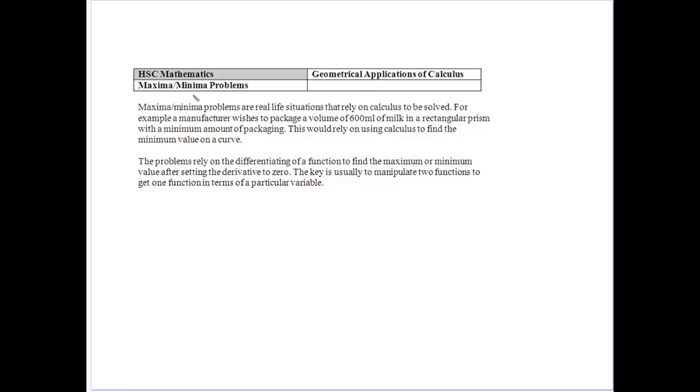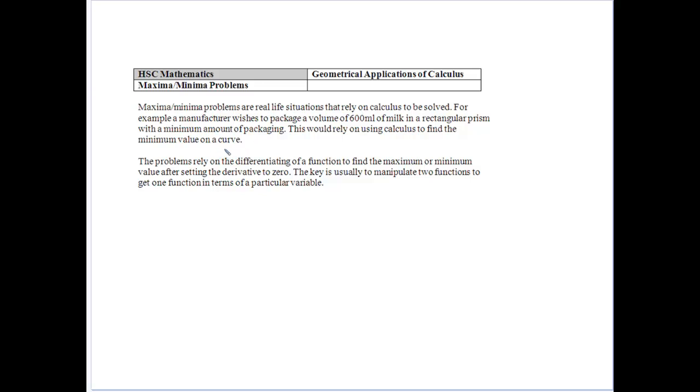For example, a manufacturer wants to package a volume of 600 mils of milk in a rectangular prism. The idea for that manufacturer is to minimize the packaging so they minimize the cost. So what would be the packaging they would use? You just can't start producing things and go, okay, trial and error. We don't want to do that, or manufacturers don't want to do that. So they'd get someone in to model that, and they would rely on using calculus to find the minimum value of packaging that they could use.